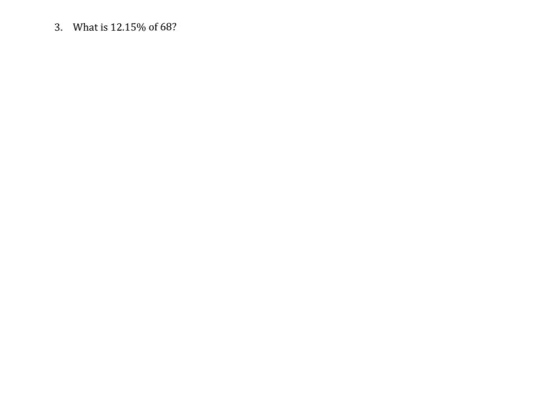Question 3. What is 12.15% of 68? First, I'll convert this sentence into a number sentence. What means that there's a missing value. So I'll place a question mark for the missing value. Is means equal sign. 12.15% is a number. Of means multiplication. And 68 is another number.